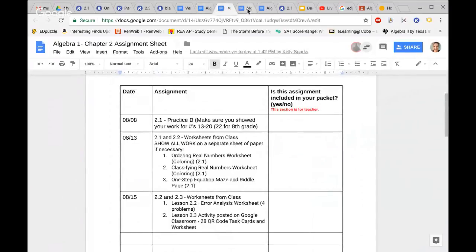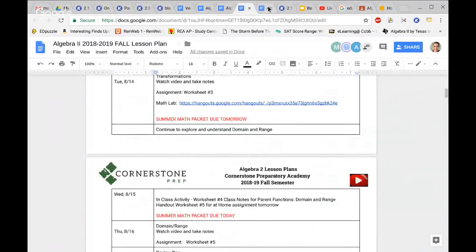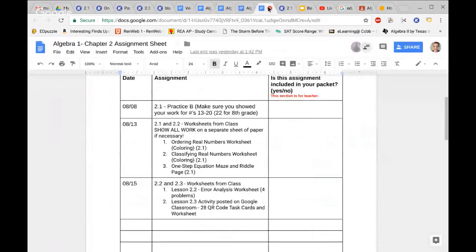So, let's see. Where's the assignment sheet? Oh, here it is. That was the assignment sheet that I showed. This is so far what we've done this year that will be due. And I keep updating that as we go on.